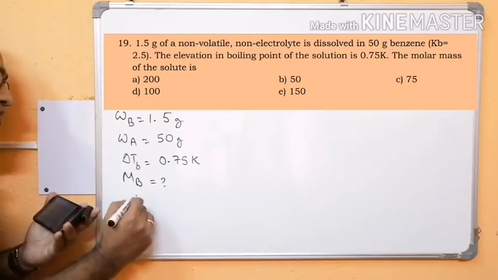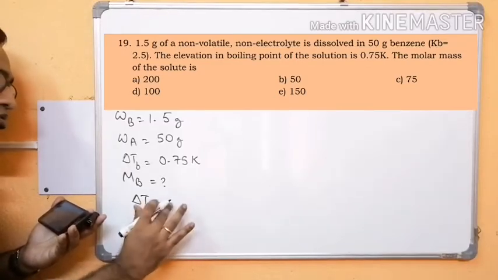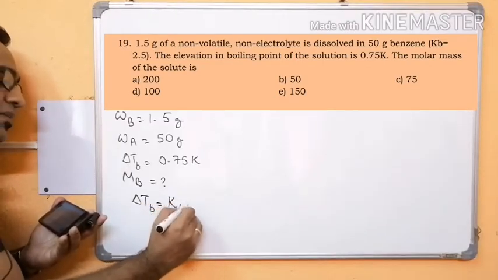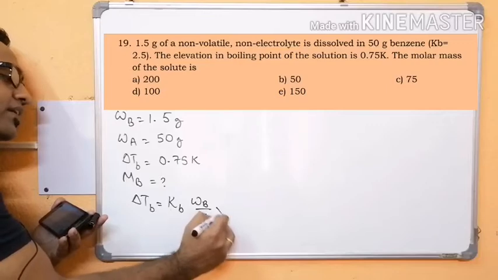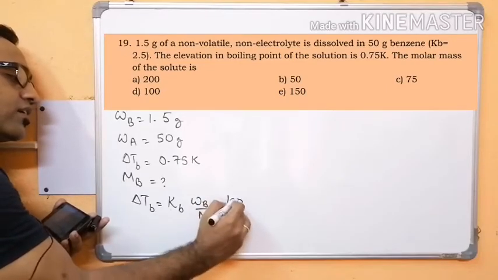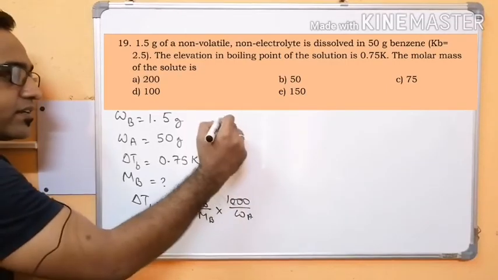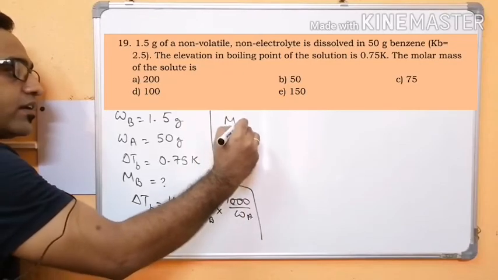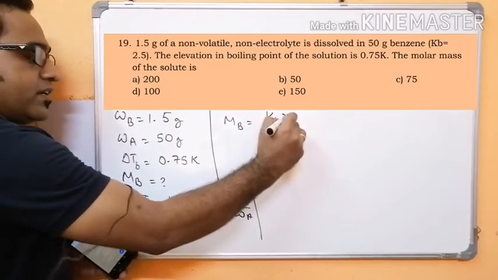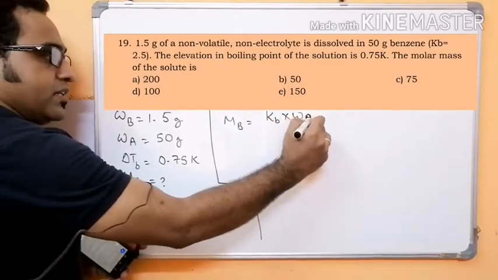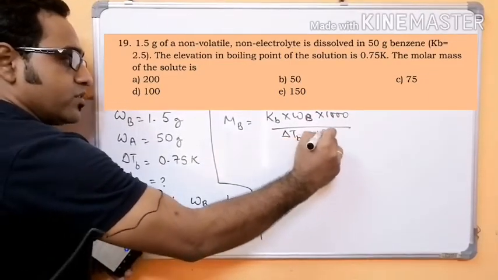So how can we find out MB? We have the relation delta TB is equal to KB into m, and since it is a non-volatile non-electrolyte, there is no need of using i. Molality m you can write as WB divided by MB into 1000 by WA. Fine. So MB is equal to KB into WB into 1000 divided by delta TB into WA.